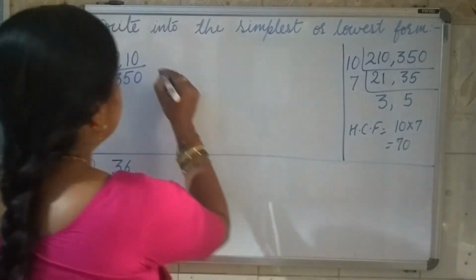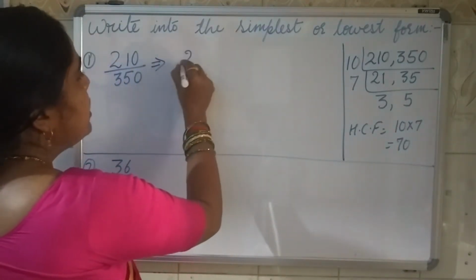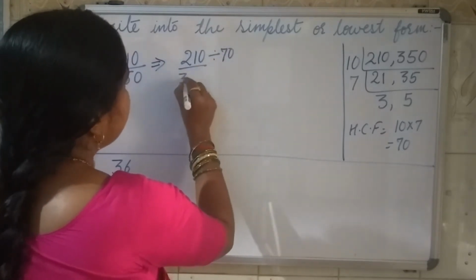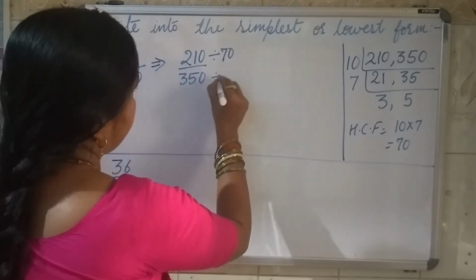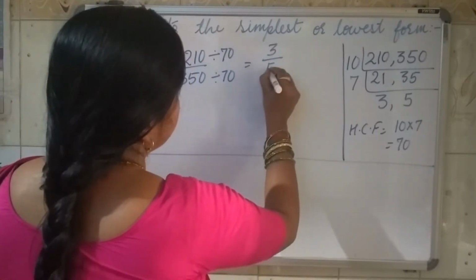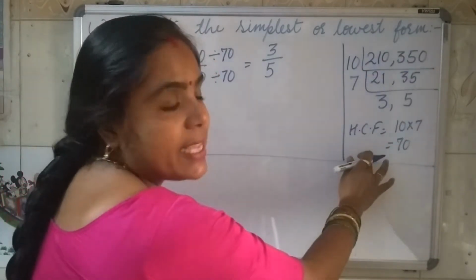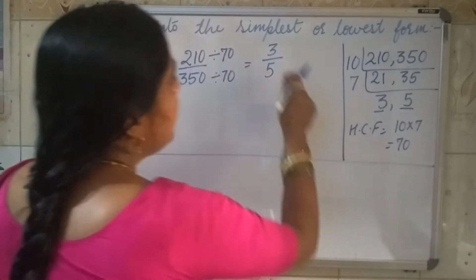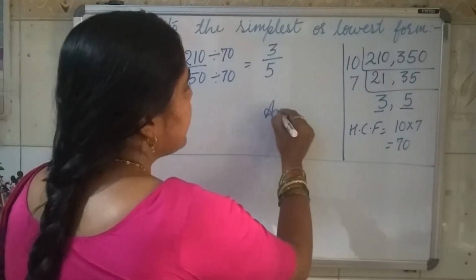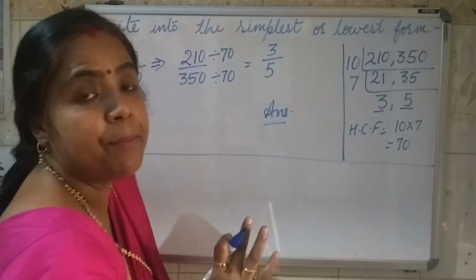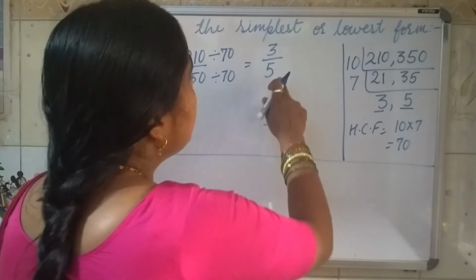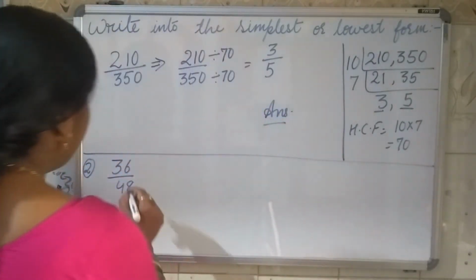So, HCF is 70. Now, the next process is 210 will be divided by 70 and 350 divided by 70. It is 3 times and it is 5 times. So, if you see this, when we are taking out the HCF, here is the number 3 and 5 and here also the number is 3 and 5. It means our answer is correct. And this 3 by 5 are co-prime numbers because they are not divisible by any other number. So, it means this is the lowest term. Clear?